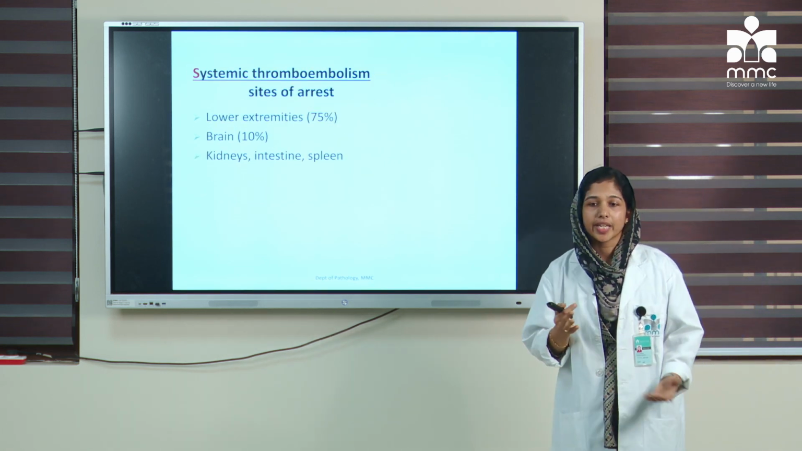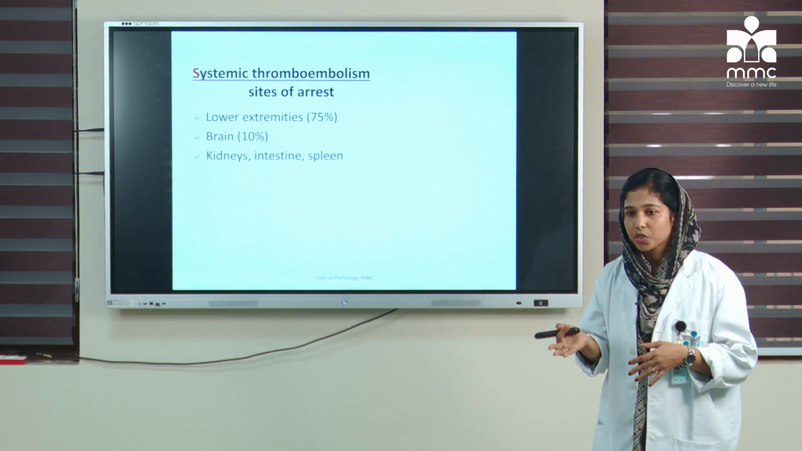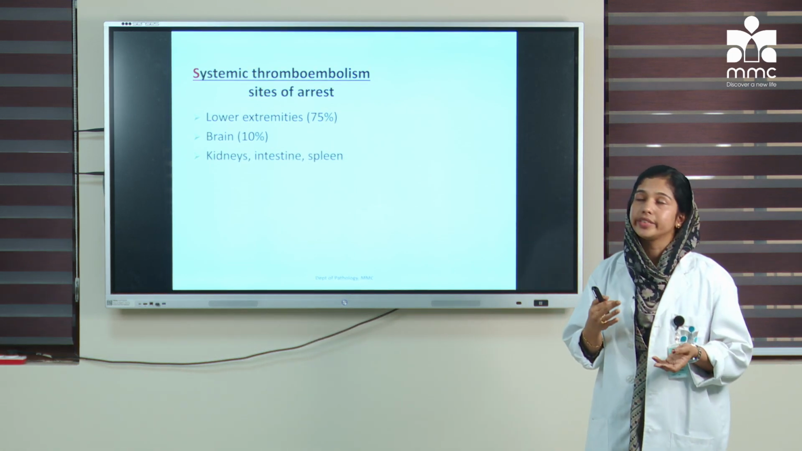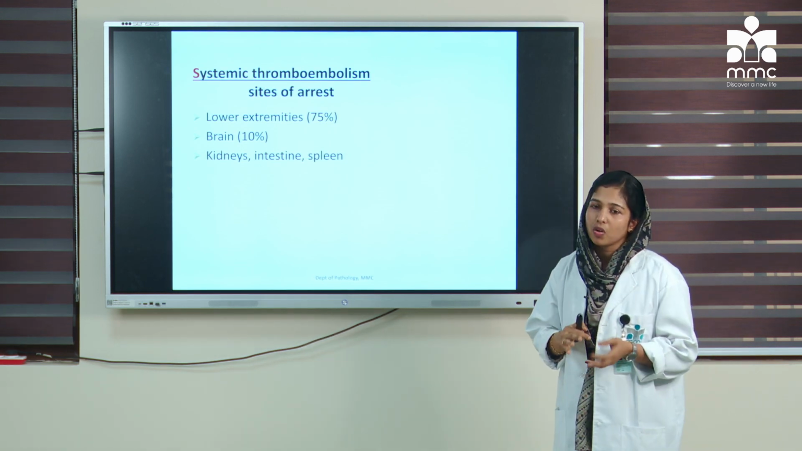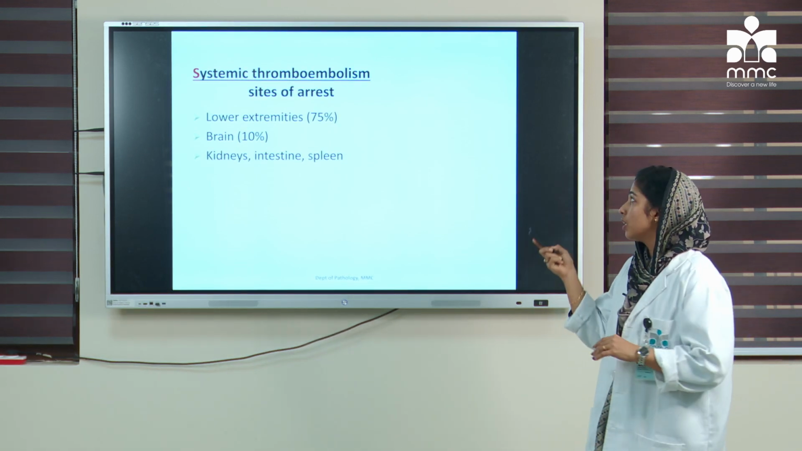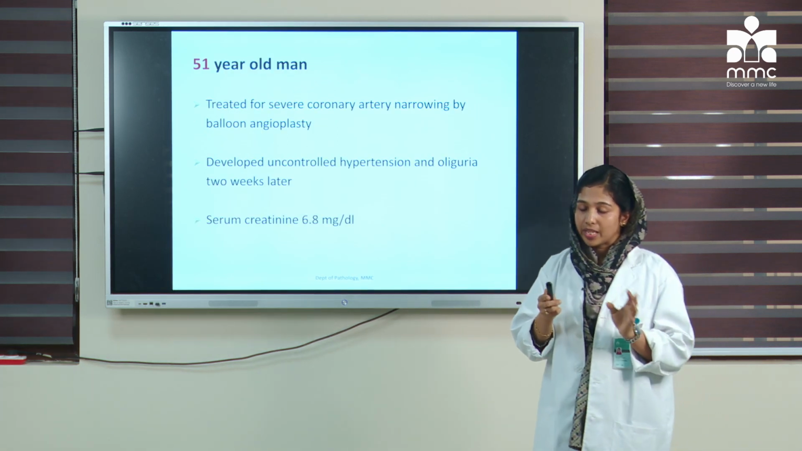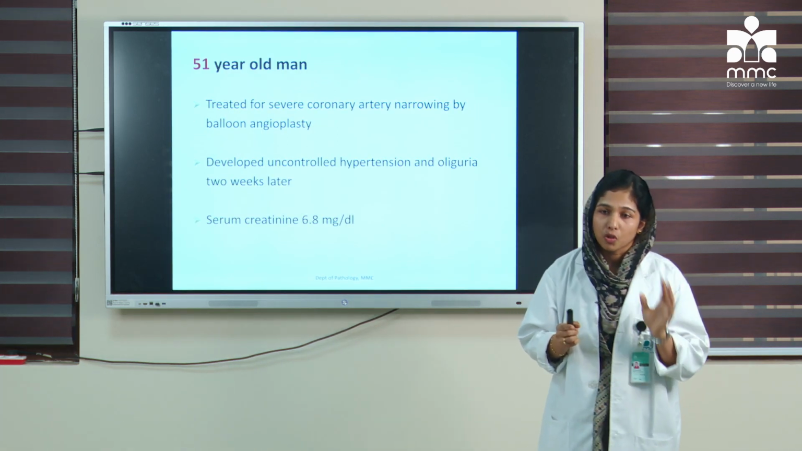And where does it get arrested? It can be anywhere, like the lower extremity, which is the most common area, and it can be the brain or other organs like kidney, intestine, spleen. All these are the different sites of arrest in systemic thromboembolism. Now, with that we come to the end of pulmonary thromboembolism.